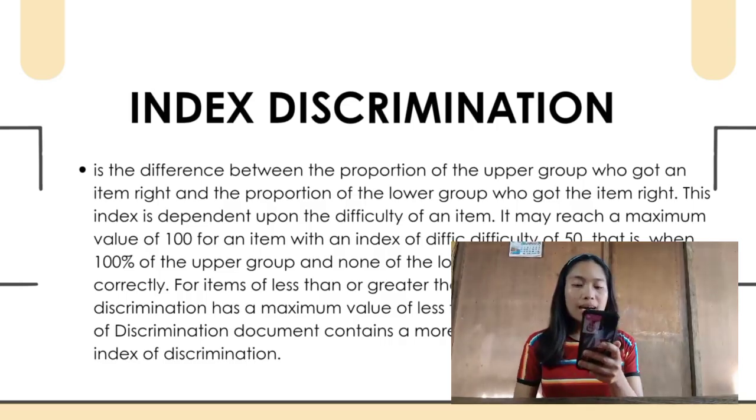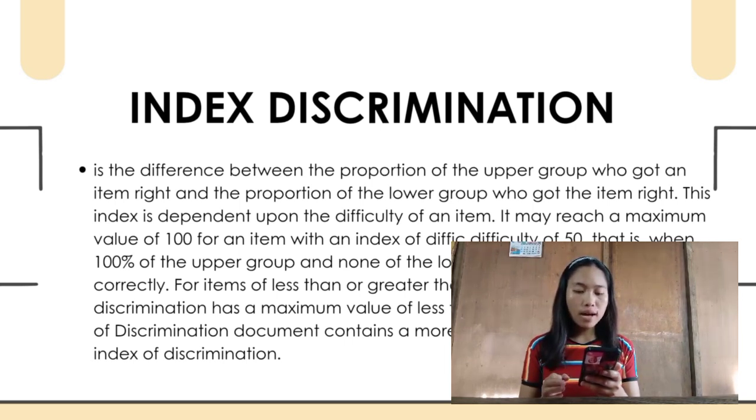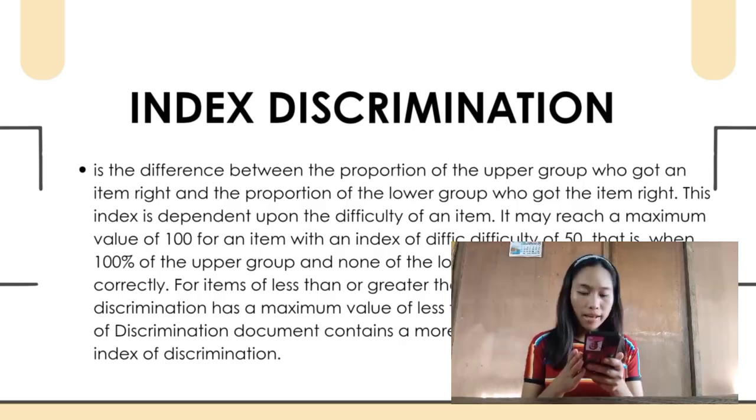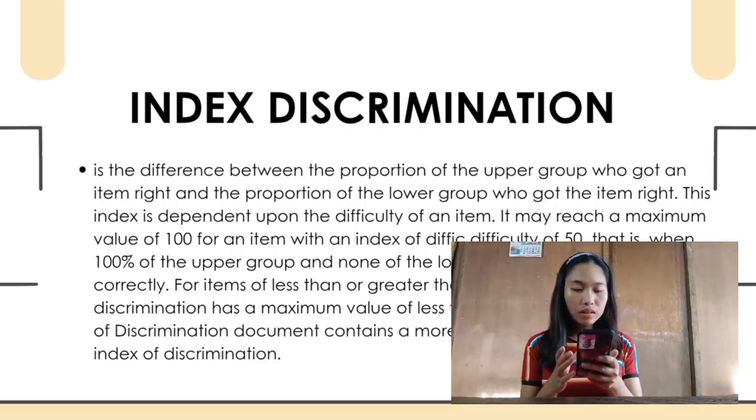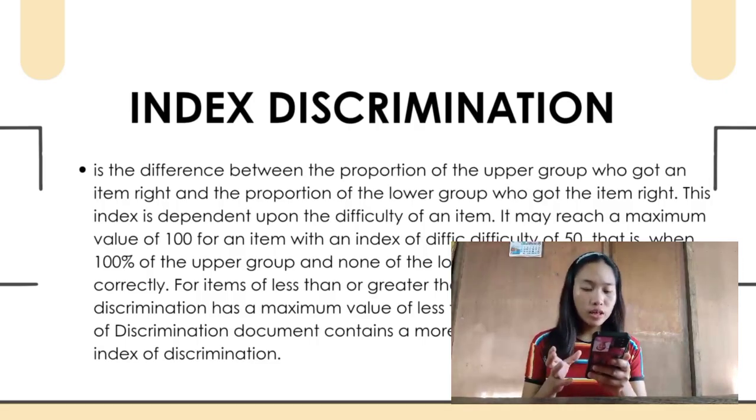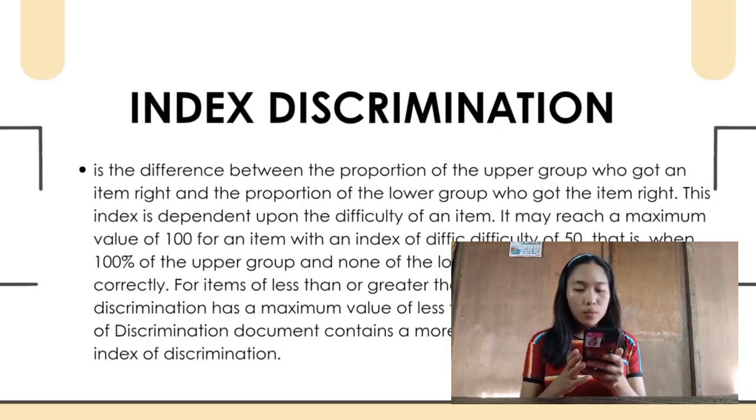Now, the index of discrimination is the difference between the proportion of the upper group who got an item right and the proportion of the lower group who got the item right. This index is dependent upon the difficulty of an item. It may reach a maximum value of 100 for an item with an index of difficulty of 50.